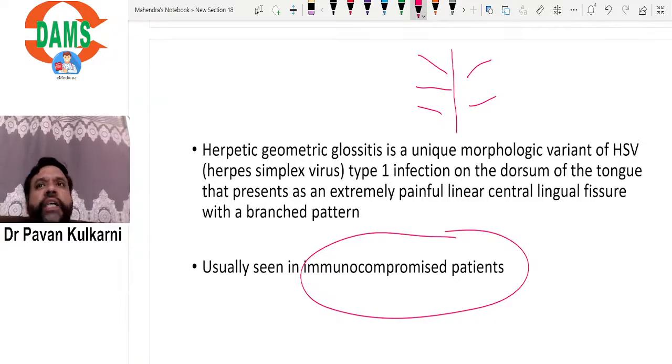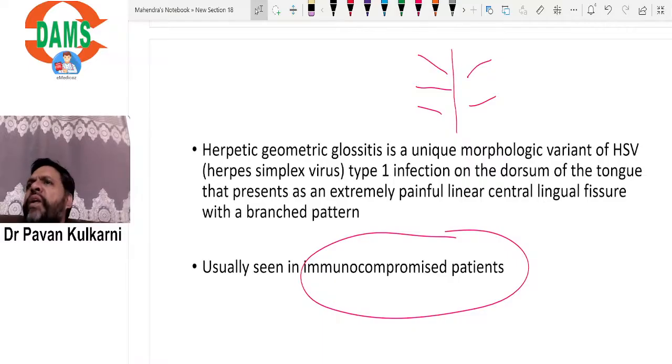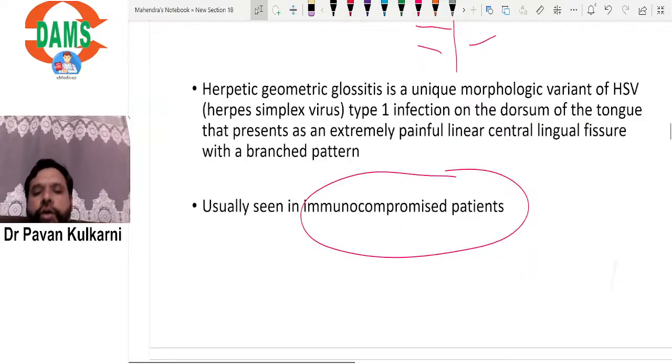Immunocompromised patients, fissured tongue, there's nothing much relation between fissured tongue and immunocompromised states. But geographic glossitis has a strong relation with HIV positive patients or any immunocompromised case. So remember, it is very painful. Lingual fissures on the dorsal surface of the tongue with branched pattern. And it is not caused by HSV2, HSV1, obviously, because herpes simplex virus 1 is the one which causes oral lesions. Hence HSV1 causes geographic glossitis.